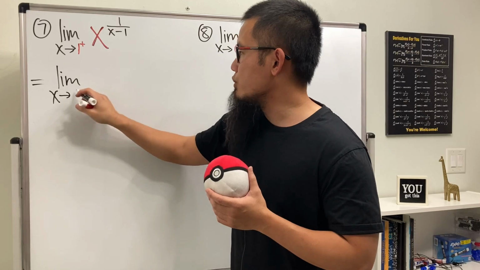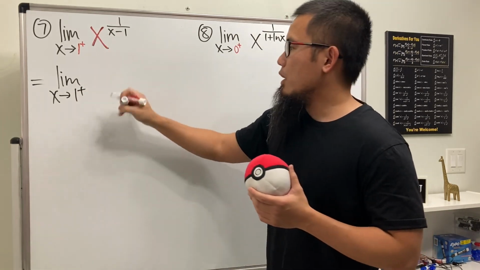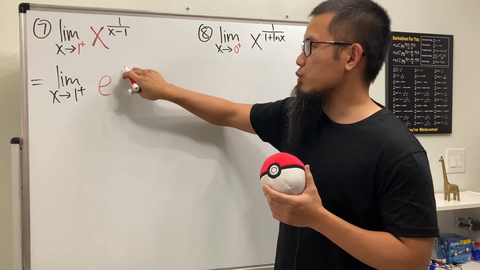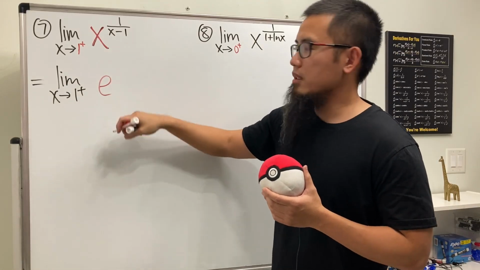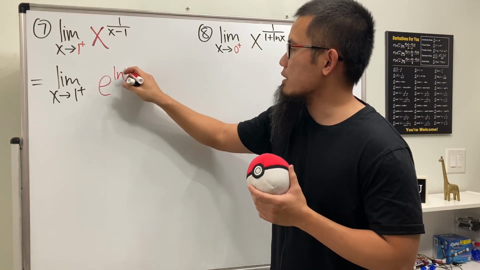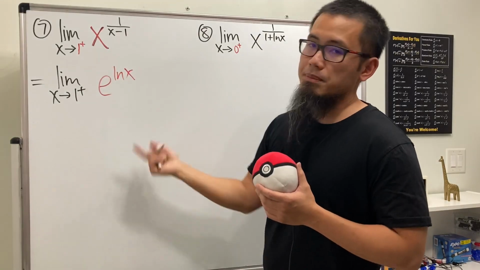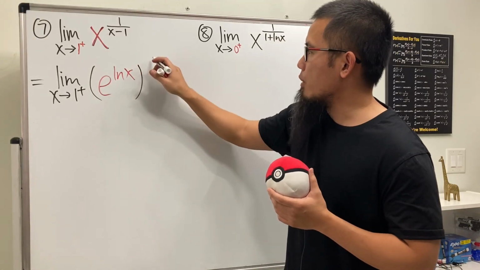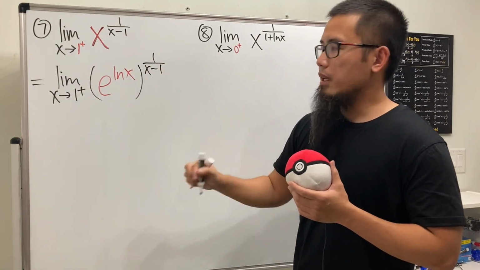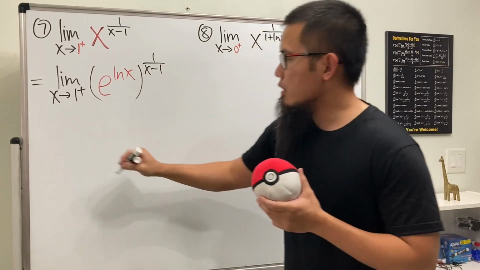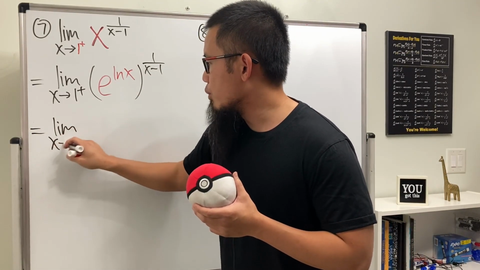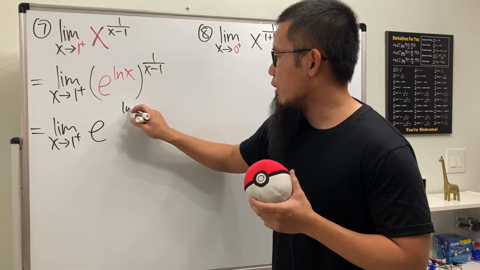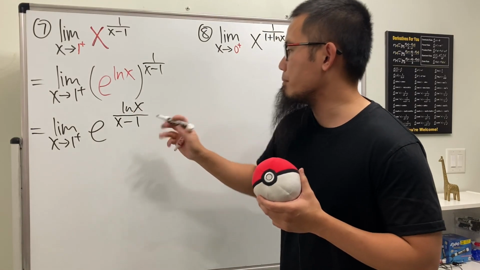So the limit as x approaches 1 plus. Look at this x. We really want to have base e. But you see, e and what else will give us x? Namely its inverse. So we just have to compose it with ln and then put the x right here. This and that cancel and give us the x back. This is how we can really be using the base e. And we will take this raised to that power, which is 1 over x minus 1. Now we can just multiply these powers together, so we get the limit as x approaches 1 plus of e raised to this over that power, so ln x over x minus 1.